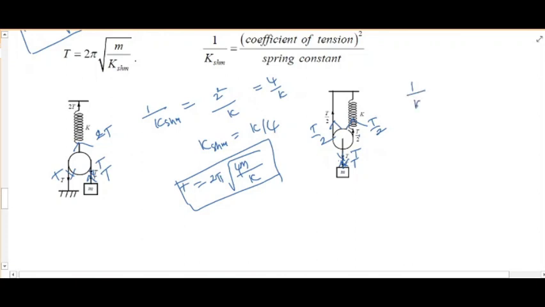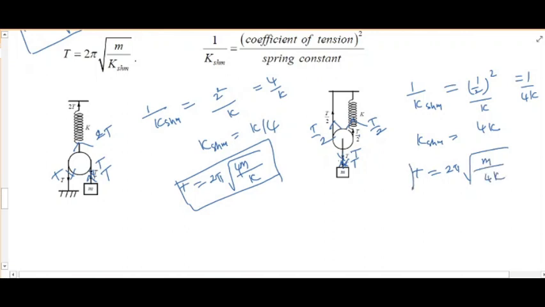Now, 1 by K SHM is equal to the coefficient of tension squared by spring constant. Here T by 2 becomes 1 by 2 whole square by spring constant K. This becomes 1 by 4K. Therefore, K SHM is equal to 4K. Therefore, time period T is equal to 2 pi into square root of m by K SHM, that is 4K.